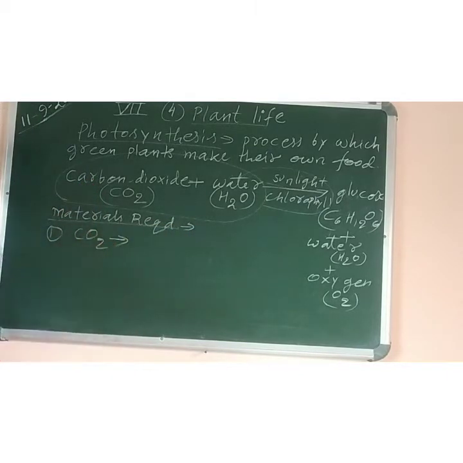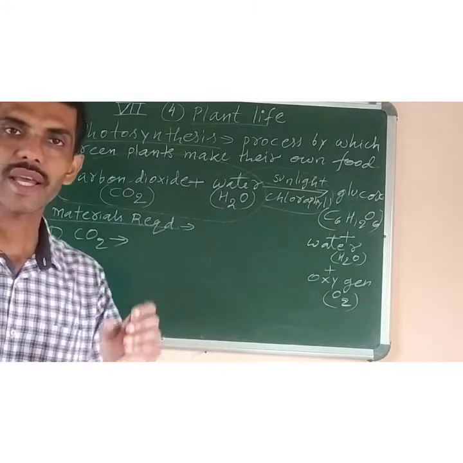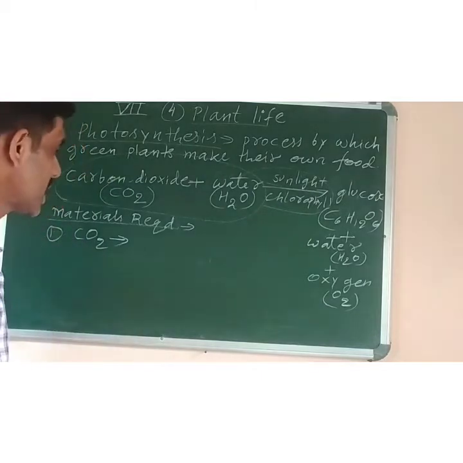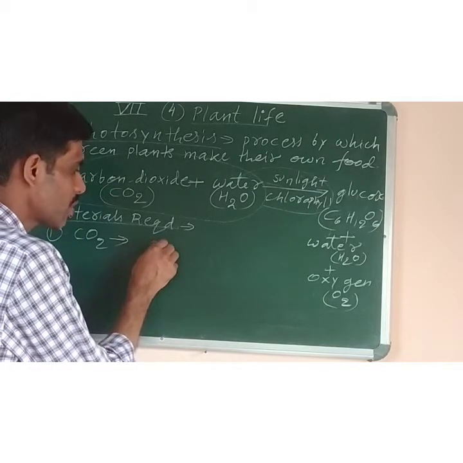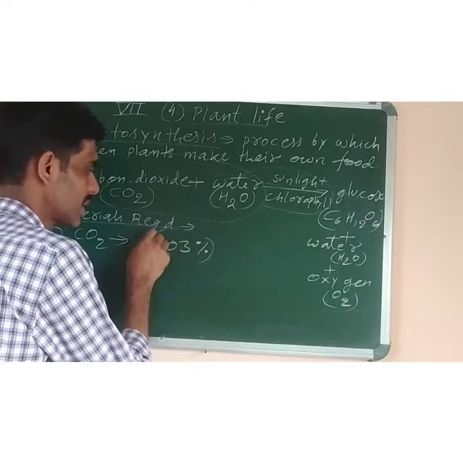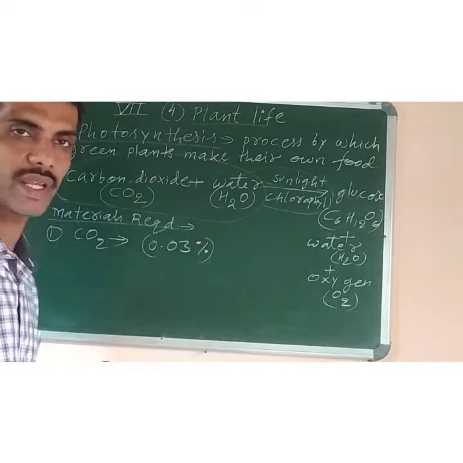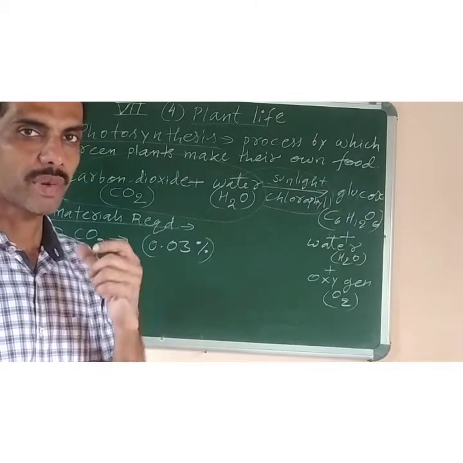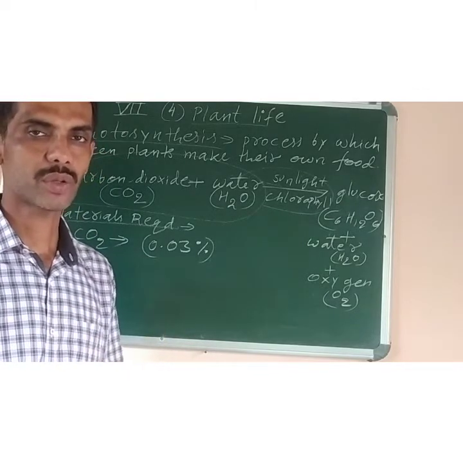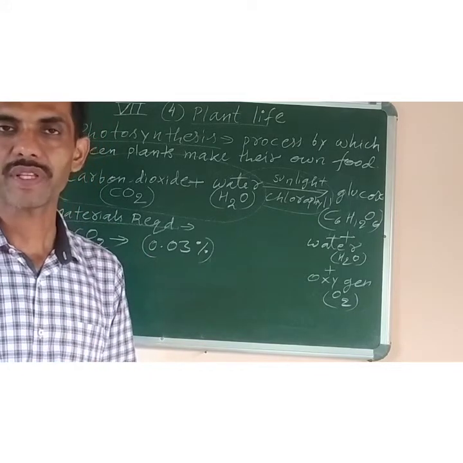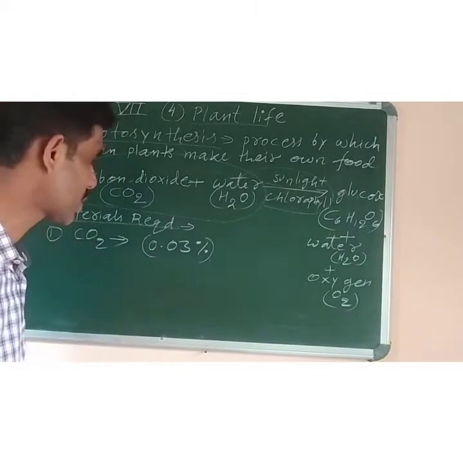Okay? Now, you know that carbon dioxide is the name of one of the gases present in the atmosphere. And its concentration, the amount of carbon dioxide present in the atmosphere, is only 0.03%. Less than 1% is there. And how do plants take this carbon dioxide? Plants take this carbon dioxide through tiny pores which are present on the surface of their leaves and green stems. That is called stomata.